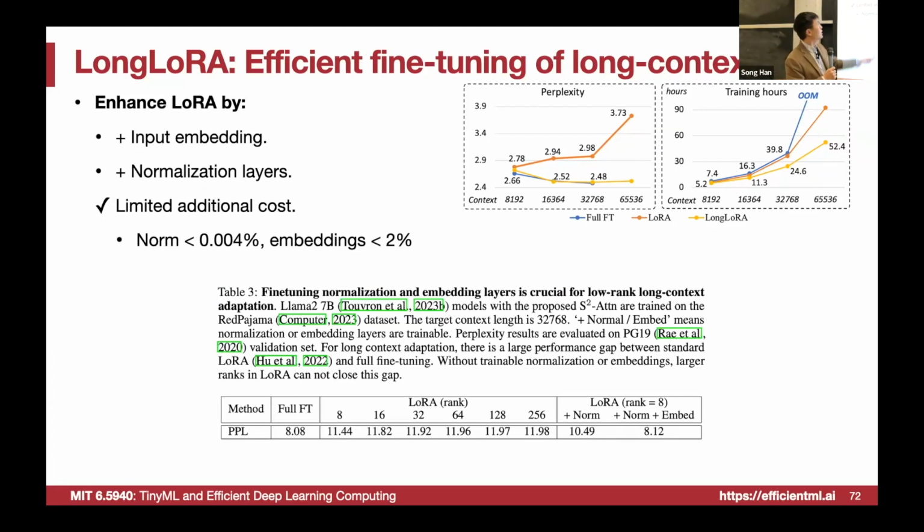So this is showing the enhanced LoRA, which also fine-tunes the input embedding and the normalization layers. It has very limited additional cost from adding these two extra layers to fine-tune. The normalization layer is less than like 0.004% of total cost. The embedding layer is less than 2%.